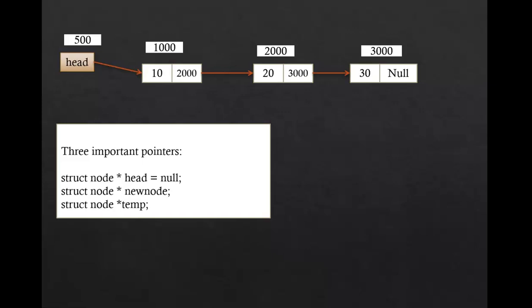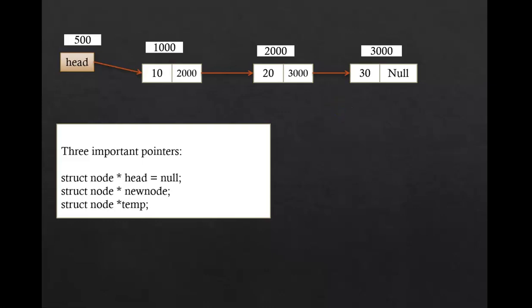Let's code the singly linked list. Before coding, I'm going to use three important pointers. The first pointer is the head. This is the pointer that points to the first node of the linked list. Initially my head is null. The second one, for creation of nodes, I use the name new node throughout the program. And the third is temp, a temporary pointer variable which I am going to use for traversal of nodes. Let us begin with the first operation.